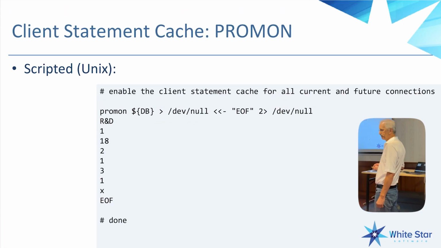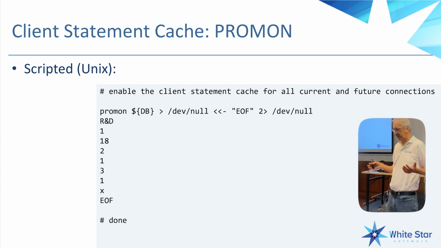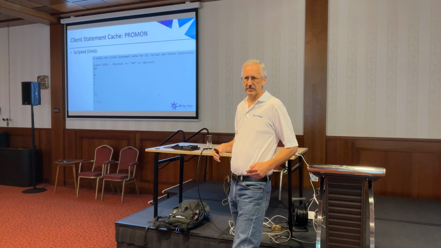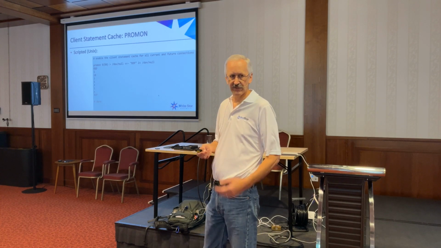Or you can script it. In some cases, we have customers who like to have the client statement cache enabled for everybody all the time whenever the database is running. So they have a script where you run Promon and you take the input from a file, or from the script itself, and that basically just walks through the Promon screens, enabling the client statement cache for everyone.